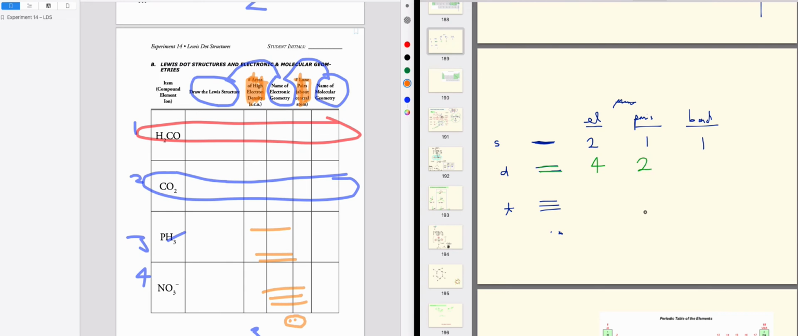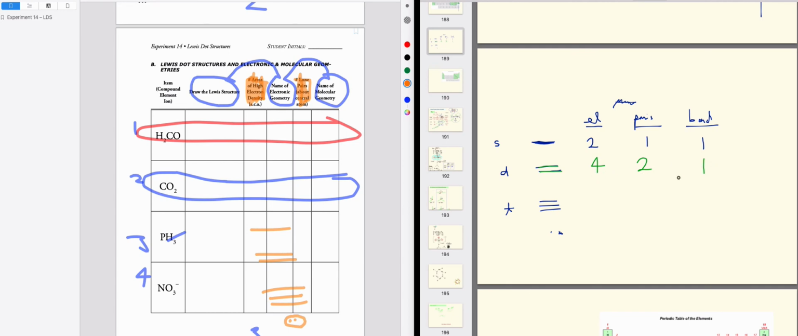So here's the big question. You don't have to answer, but I want you to answer it in your own head. I'll give you 5 seconds. How many bonds does this have? 5, 4, 3, 2, 1. It's 1 bond. It's 1 double bond. It's 2 bonding pairs. It's 4 electrons.